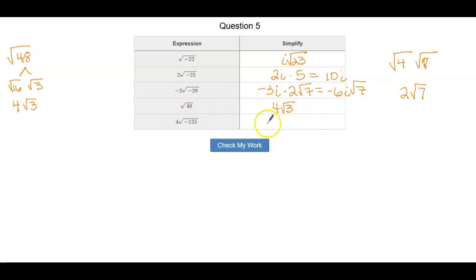And then we have 4 times the square root of negative 125. So 4 times i, because we have a negative under the radical sign. And for the square root of 125, the perfect square factor of 125 is 25, and 25 times 5 is 125. So the square root of 25 is 5, and the square root of 5 we leave alone. So this is 4i times 5 square root of 5. And we just need to multiply the 4 and the 5 together to get 20i square root of 5.